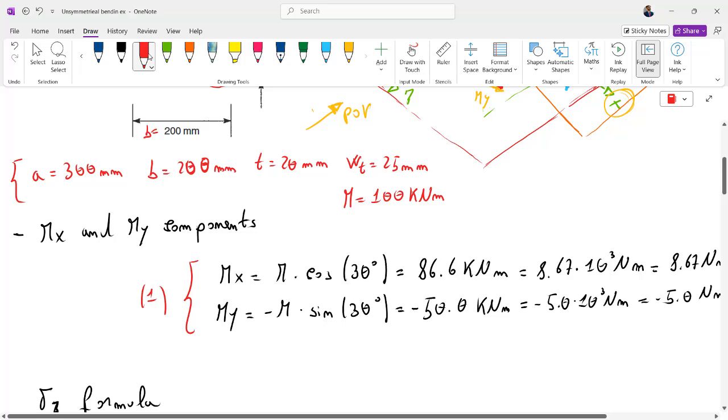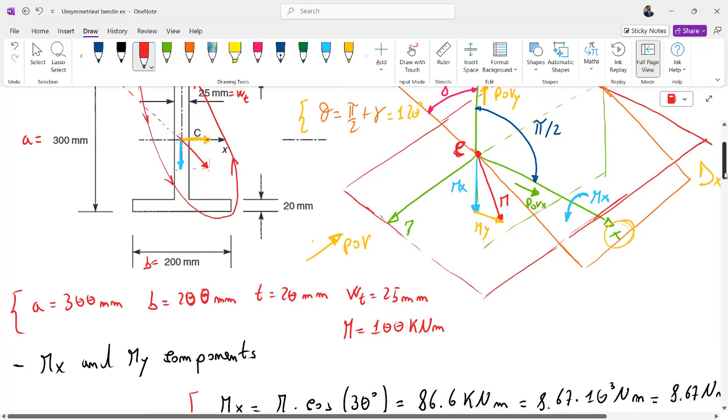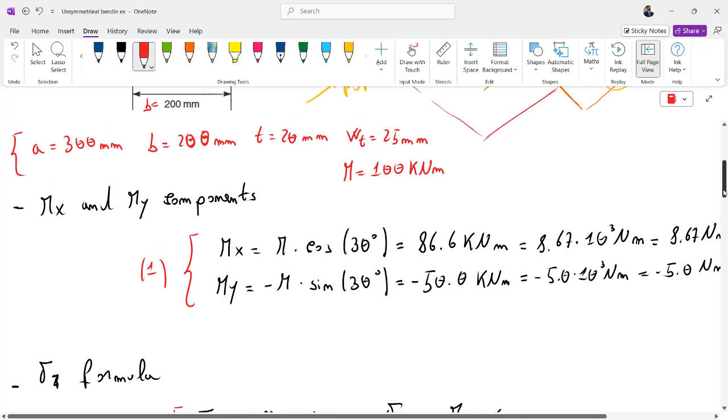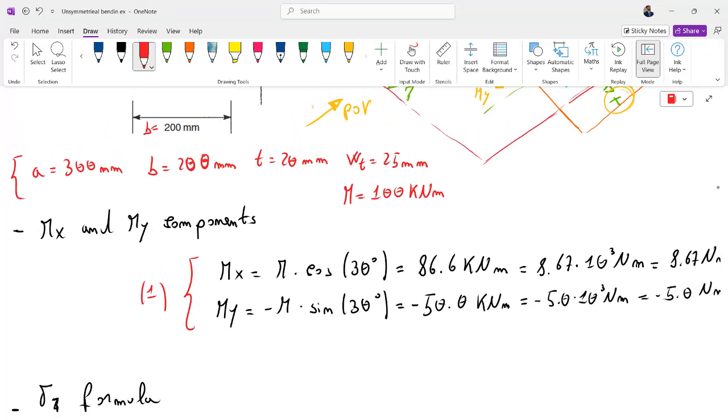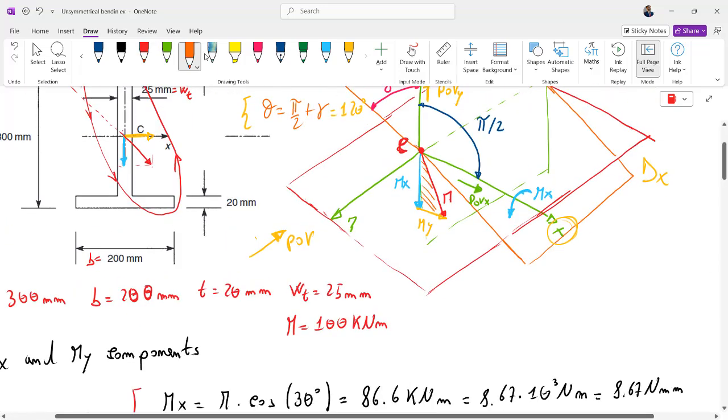A is equal to 300 millimeters, B is 200 millimeters, the flange thickness is 20 millimeters, the web thickness is 25 millimeters, and the applied moment is 100 kilonewton meters. So the Mx and My components, we studied here. We know that Mx is equal to, if I look at this right triangle, this angle here that I highlighted in orange.